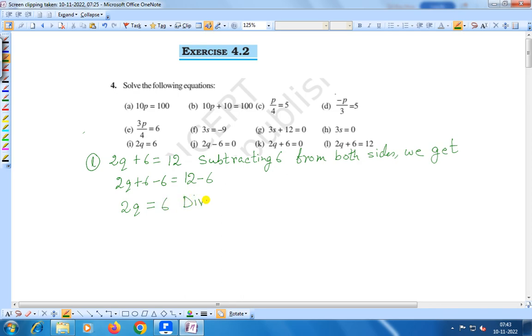Dividing both sides by 2, we get 2q by 2 is equal to 6 by 2. This will be cut, and 2 3s are 6. Therefore, q is equal to 3. Right? In this way, you can solve all the problems.